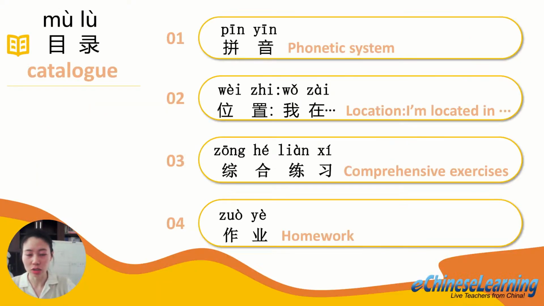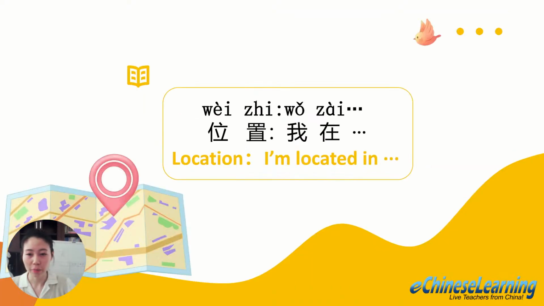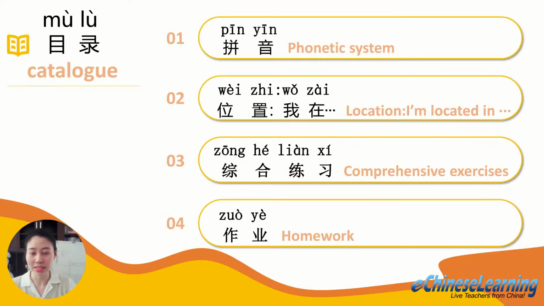Okay, so let me turn to page one. Today we are going to learn Chinese. As we know, Pinyin is very important for Chinese. So today we are going to learn the Pinyin part, and we are also going to learn one Chinese sentence to teach you how to say that in Chinese. Today's topic is 我在. That means I'm located in somewhere. Let's see the next page.